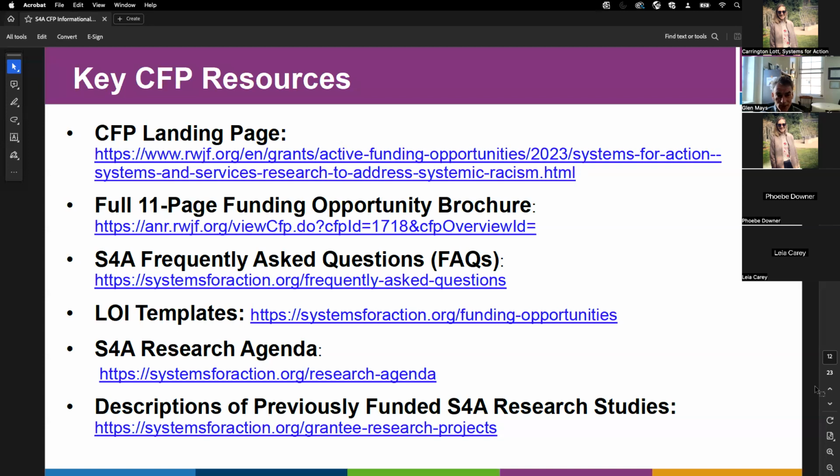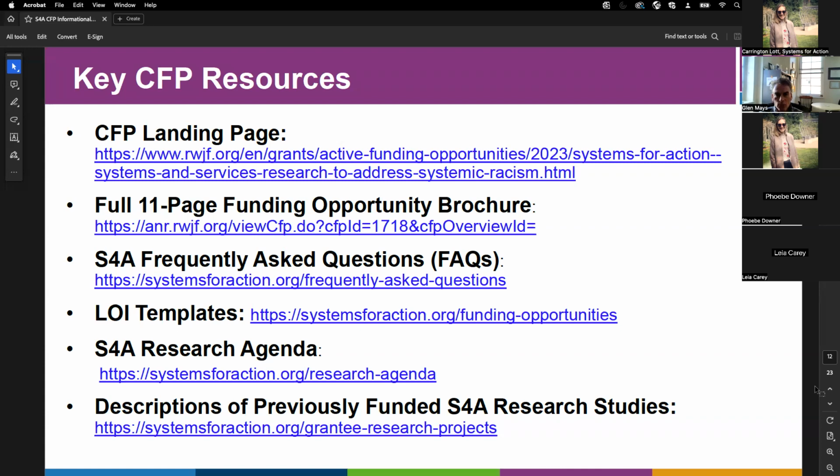Fourth bullet point, also very, very important, are letter of intent templates. As we'll talk about in a minute, the process that will be used to submit applications for this year's CFP is a two-phase application process. The first phase, or the first step in that process, is submitting a 3-page letter of intent. And that letter of intent will be due on February 7th. We developed a template for you to use to make it easier for you to develop that 3-page LOI and to make sure that you put all the information you need in that LOI.